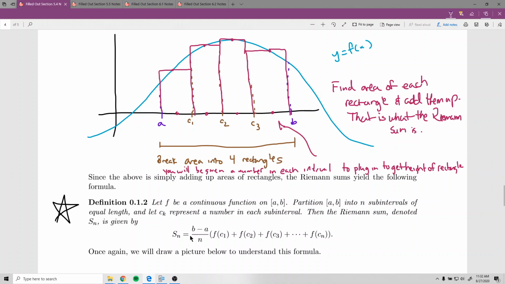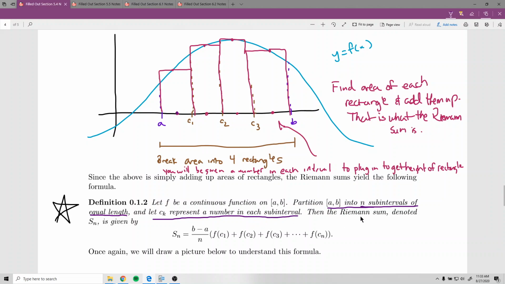It says, let f be a continuous function on the interval a to b, partition a to b into n subintervals of equal length, and let c sub k represent a number in each subinterval. So that's why I have my c1, or actually I used it kind of opposites, but this would be inside like our c1, our c2, our c3, and so on.